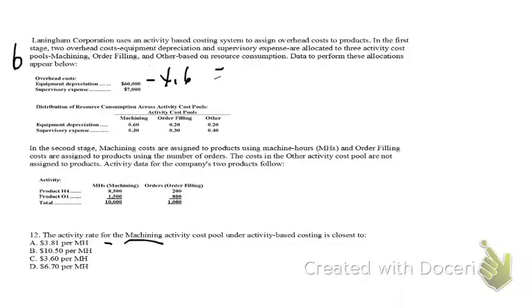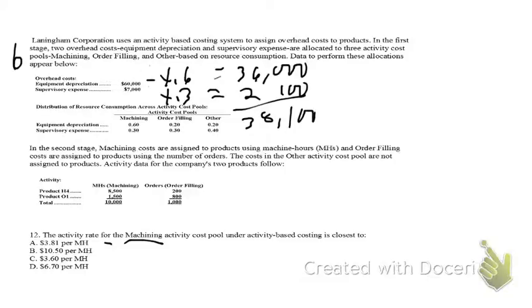Let's see. My 60,000 times my 0.6 is 36,000. And then I need to take that 7,000, multiply it times my 0.3. That'll give me 2,100. So the total cost is $38,100. And now I need to allocate that over 10,000 machining hours. Okay? So I take that and divide it by 10,000. And I get $3.81.